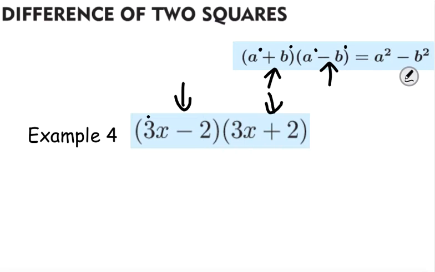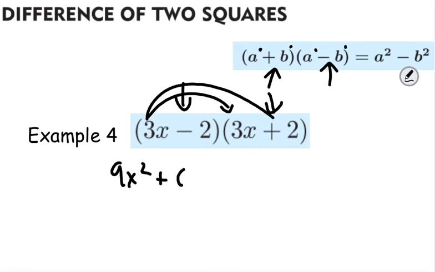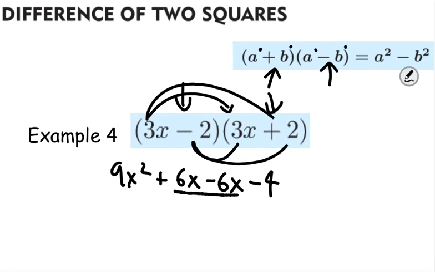So when we do 3x times 3x, we're going to get 9x squared. We do 3x times 2, and we get plus 6x. When I multiply here, this negative 2 times 3x is a minus 6x. And minus 2 times a plus 2 is a minus 4. So as we simplify these, when we have these conjugate pairs, meaning that this one's negative and this one's positive, these cancel out. So I'm just left with 9x squared minus 4.